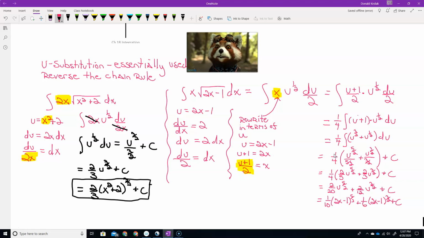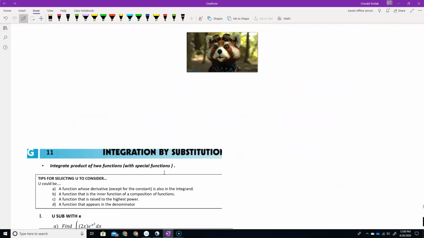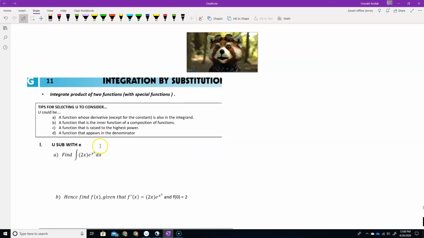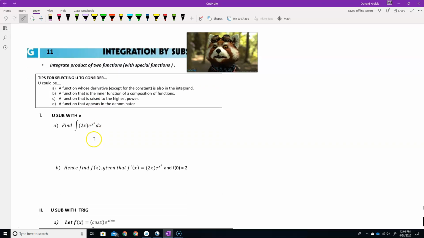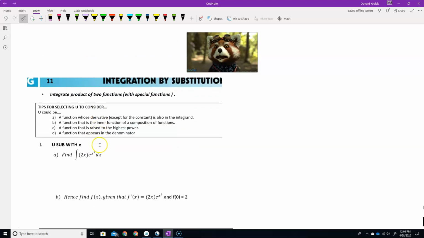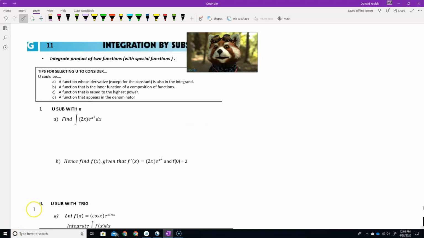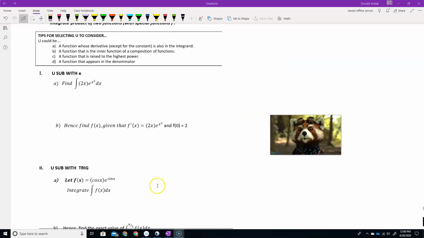You can still use U substitution when you have an additional factor in your integrand that doesn't get canceled out by the derivative. All right, now in today's lesson, we're going to do U substitution when we've got to integrate the product of two functions, and some of those functions will be our special functions like logs and the natural base e, etc. All right, so our first one up is U substitution involving an e, the natural base.